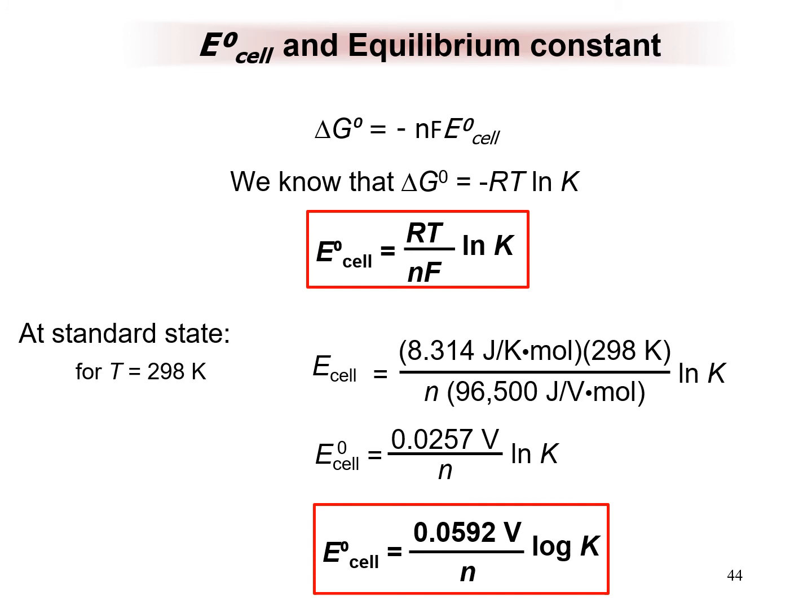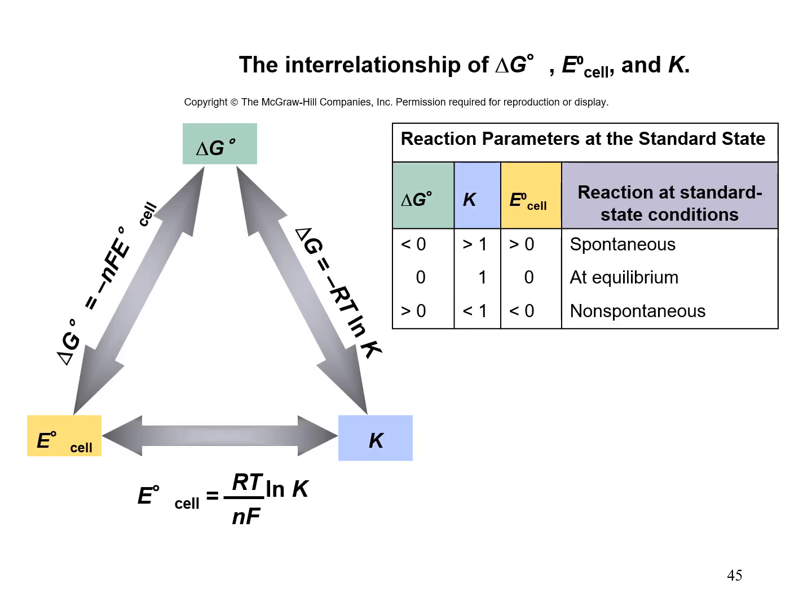I will most probably be providing you in the exam this top equation and the very bottom equation. So you can just not use the ln K. Don't worry about it. It would always be in log since it's easier to work with. Okay, so these are the two relationships that essentially relate the potential of a galvanic cell with the equilibrium constant of a particular reaction. So now essentially we know that G naught, E naught, and K are interrelated. They are related to each other.